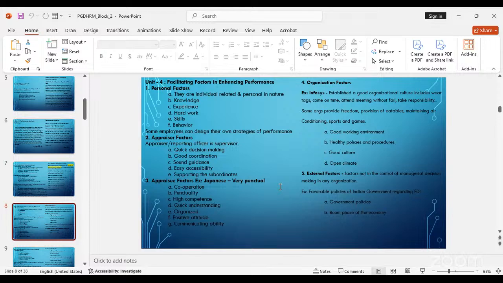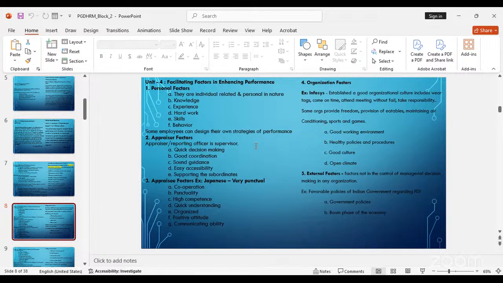There are some personal factors which will enhance or facilitate higher performance, which include individual related personal factors like knowledge of a person, experience of a person, the nature of hard work, what kind of skill levels they have, the behavior of a person. All these are personal factors which will help to enhance the performance. Okay. Then what are the appraiser factors?